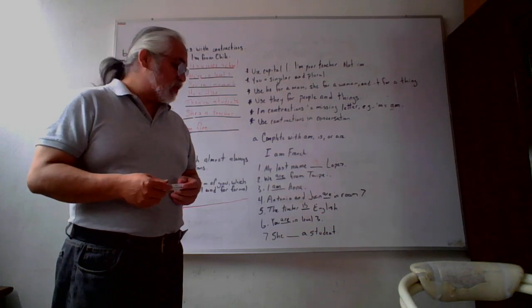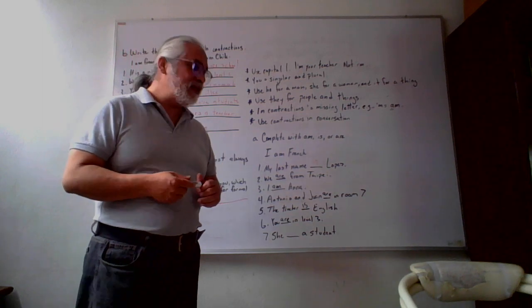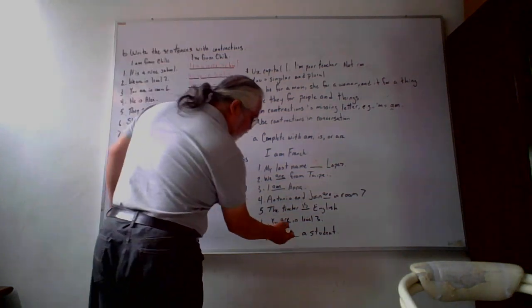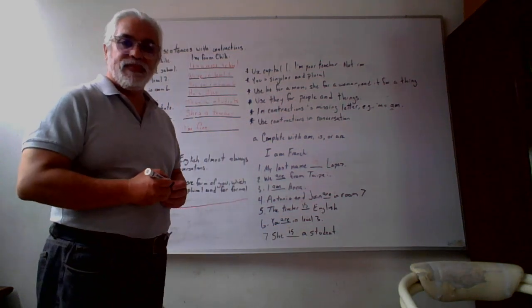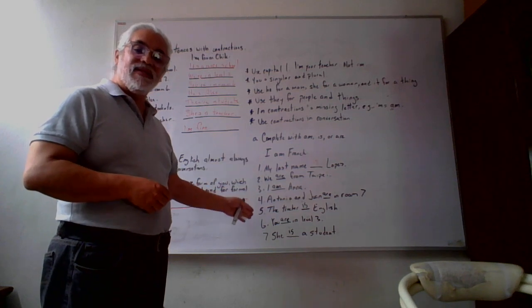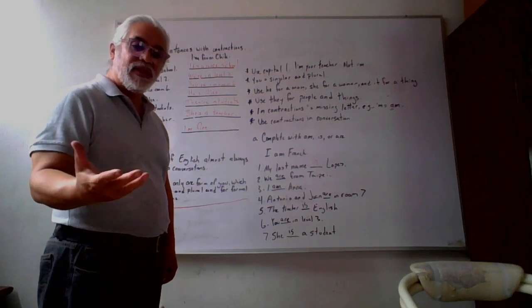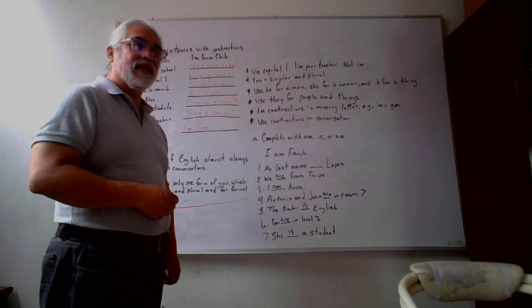Let's finish with number 7. She blank a student, she being one person. So we're going to use "is a student." All right? I want you to go ahead and read these sentences like 3 times just so you could get the pronunciation and the flow of the sentence.